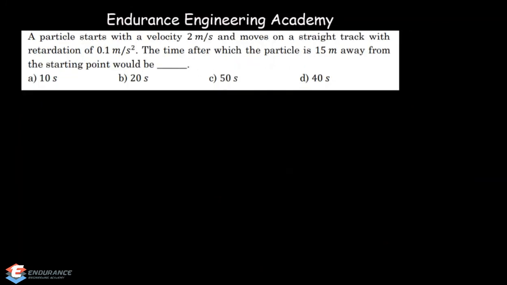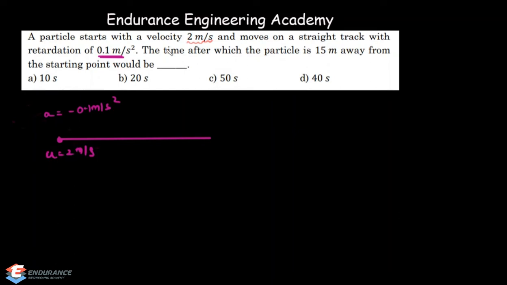So next question, they given that a particle starts with a velocity 2 meter per second. So initial velocity is 2 meter per second. So let us consider a particle is starting here. And it is moving on a straight track with a retardation of 0.1 meter per second square, which means minus 0.1 meter per second square. This is retarding. This is not accelerating. Since it is retarding, velocity will continuously decrease.